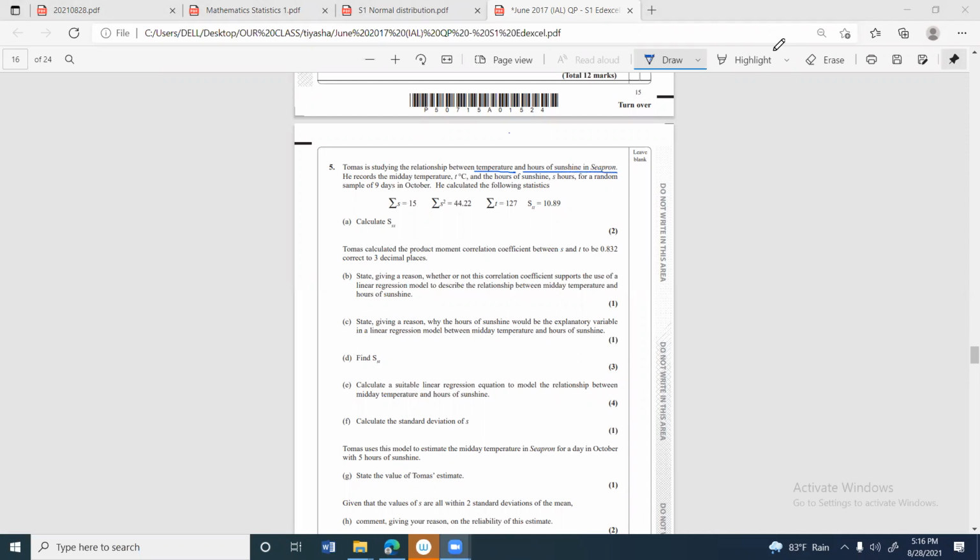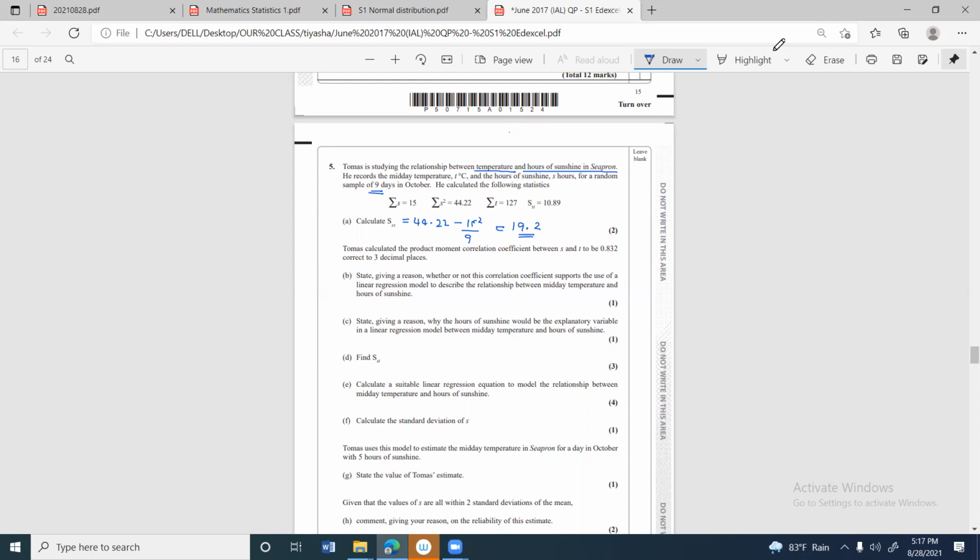The first question is, we need to calculate SSS. So SSS, we can simply say summation of S squared minus summation of S whole thing squared divided by the number of information. They did it for 9 towns, 9 cities. So if you work this out, 44.22 minus 15 squared divided by 9, you obtain the answer as 19.2. That's the answer for this one.